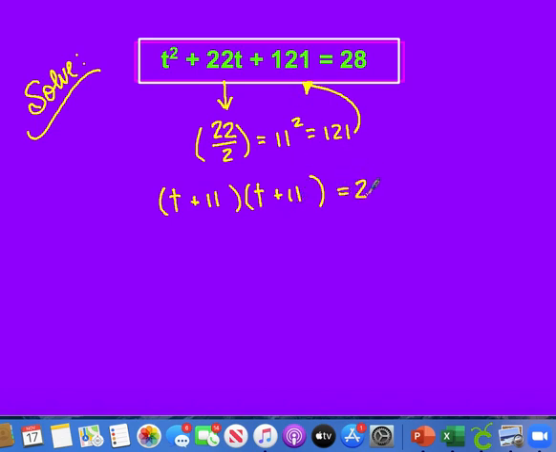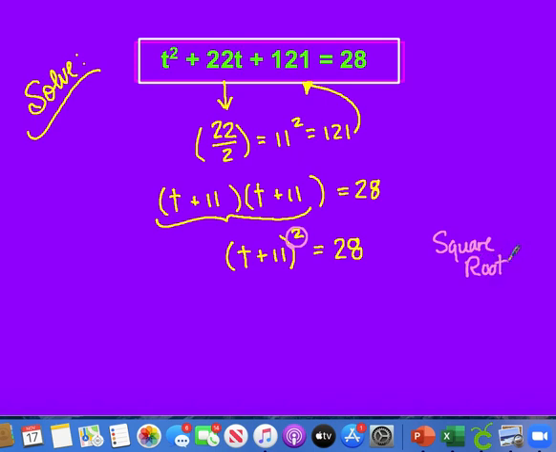Now I'm going to keep this set equal to 28 because for this process, I don't need to have it set equal to 0. All right, now I'm going to write this as its perfect square. So this is really t plus 11 squared, and that is set equal to 28. Since I have this perfect square, I can utilize the square root property. The square root property says I can square root both sides to get rid of the square. Now, my left side is a perfect square, but my right side needs simplified.